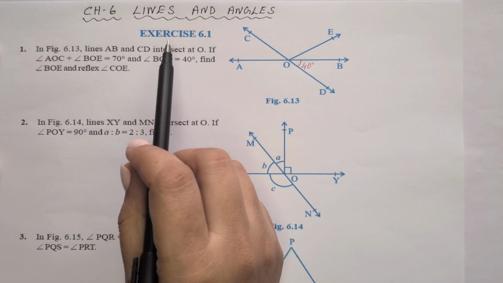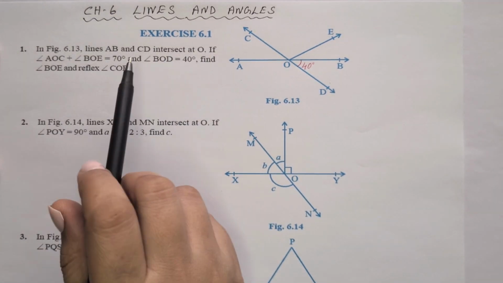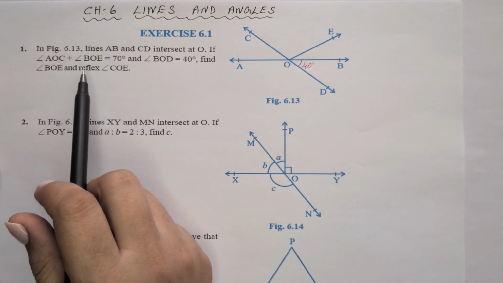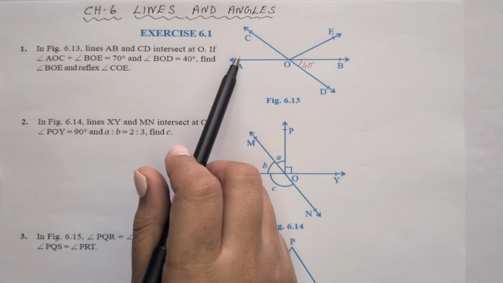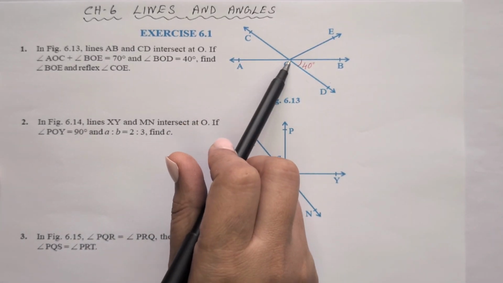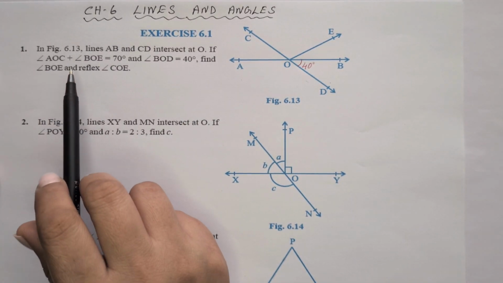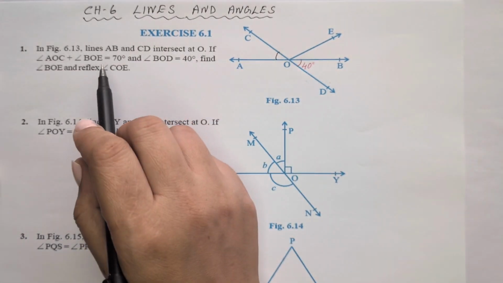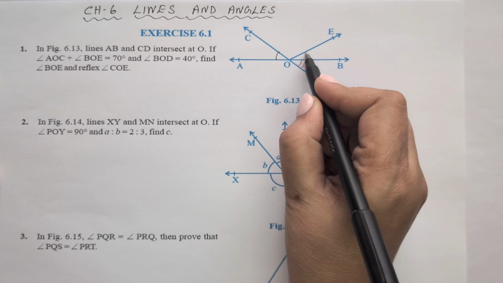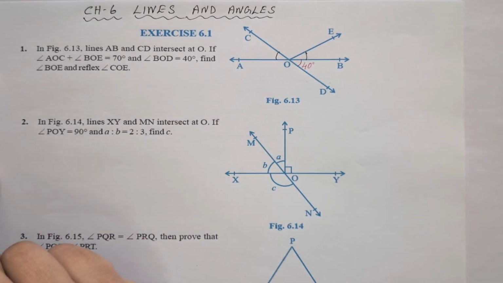Chapter 6, Lines and Angles. First exercise, first question. In figure 6.3, lines AB and CD intersect at O. If angle AOC, this angle, plus angle BOE, this one, these two together is 70 degrees.